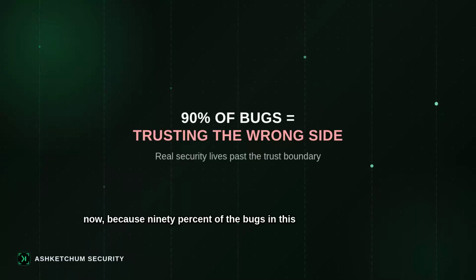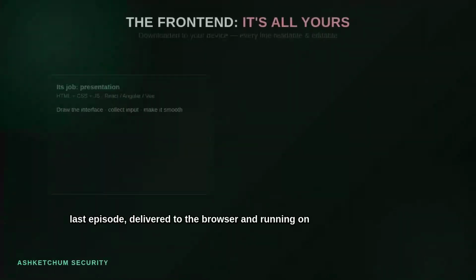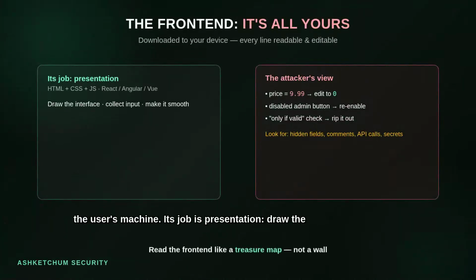Let's zoom into the front end, the client side. This is the HTML, CSS, and JavaScript we covered last episode, delivered to the browser and running on the user's machine. Its job is presentation: draw the interface, collect input, and make the experience smooth. Modern frontends can be very sophisticated, whole applications written in frameworks like React, Angular, or Vue. But here's the thing every beginner has to unlearn. None of it is secure, because all of it is yours. When you visit a page, that code is downloaded to your device, where you can read every line, watch every request, and change any value before it's sent.